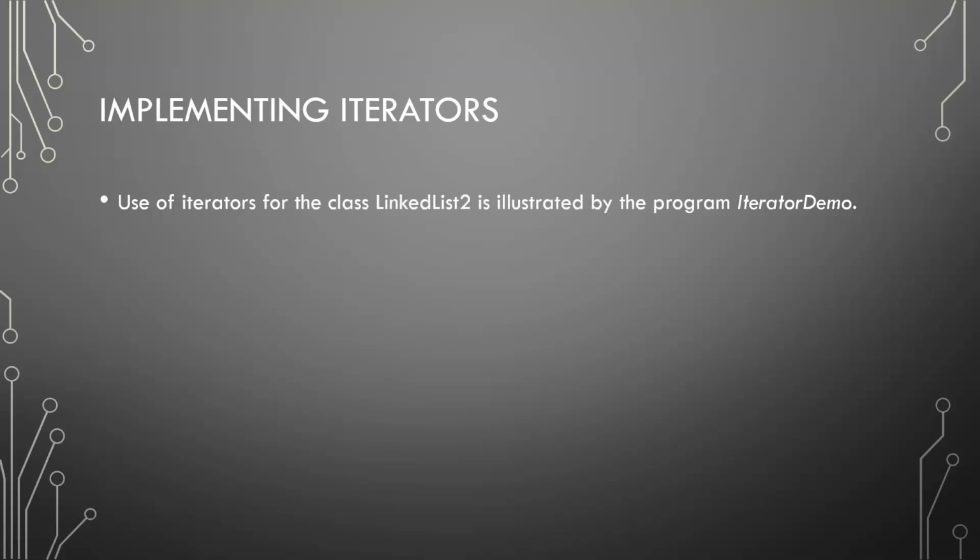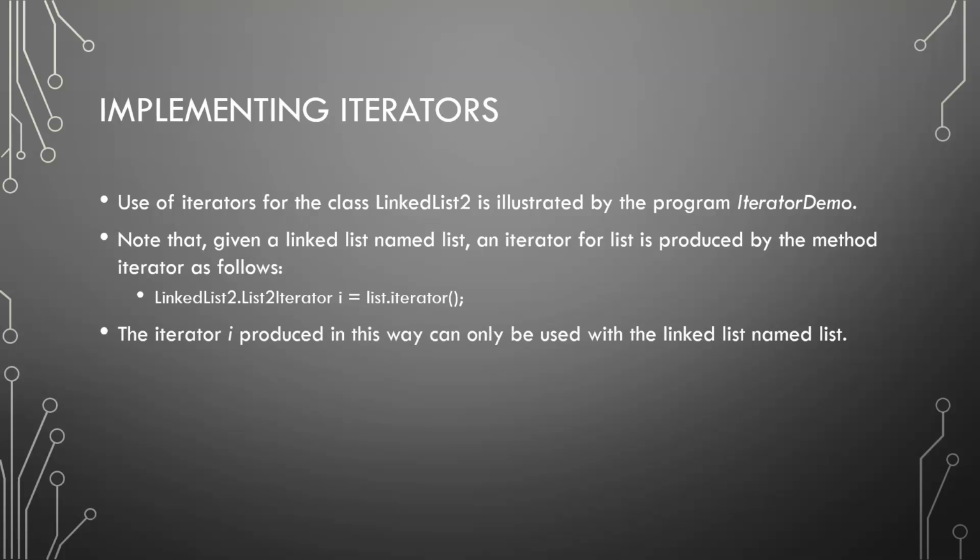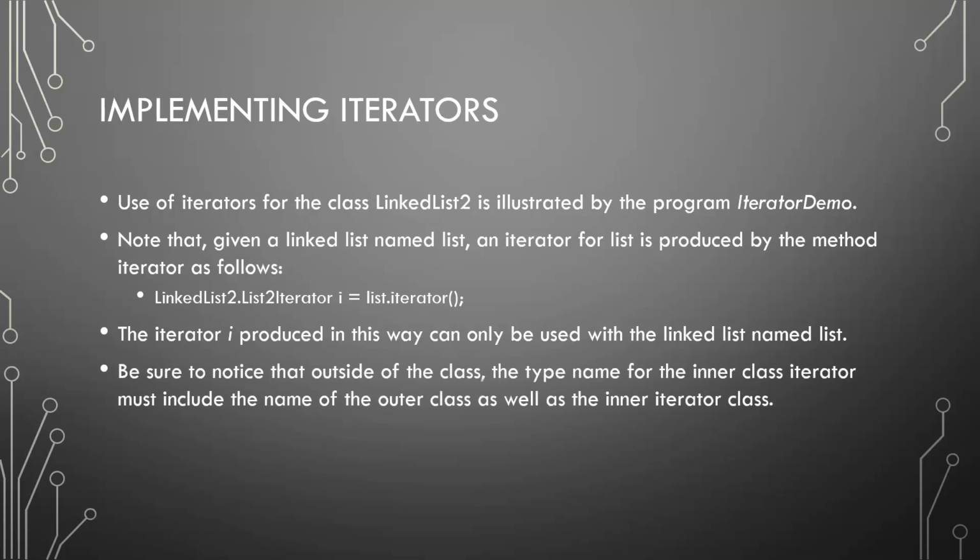Now, use of the iterators for the class linked list 2 are illustrated by the program iterator demo, which we'll look at in just a minute here. You'll note that given a linked list named list, an iterator for a list is produced by the method iterator as follows: linked list2.list2 iterator i = list.iterator. The iterator i produced in this way can only be used with the linked list named list. Be sure to notice that outside of the class, the type name for the inner class iterator must include the name of the outer class as well as the inner iterator class. The class name for one of these iterators is, of course, linked list2.list2iterator.